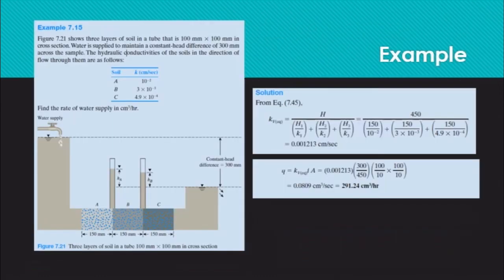So, example, in 7.21, it shows 3 layers of soil in a tube that is 100 by 100 in cross-section. So, water is supplied to maintain a constant head difference of 300 meters across the sample. The hydraulic conductivities of soils in the direction of flows through them are as follows. Okay, so yan, may nagsusupply ng water and then may tumatapon. So, may nagpo-flow na water and then meron kang head difference. Ayan. So, ang question is this horizontal or vertical stratified, vertical flow?